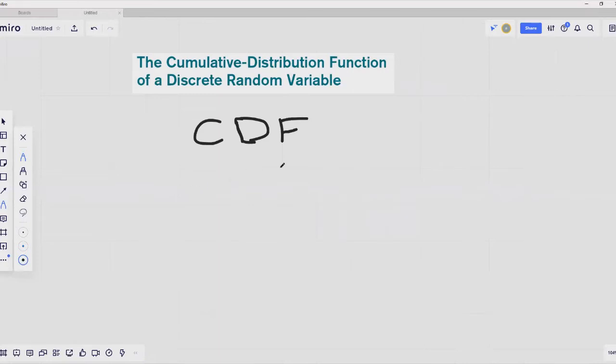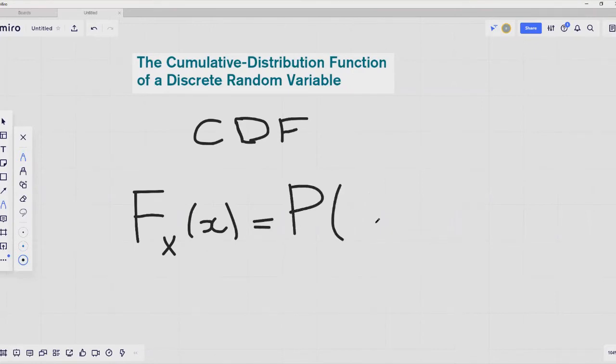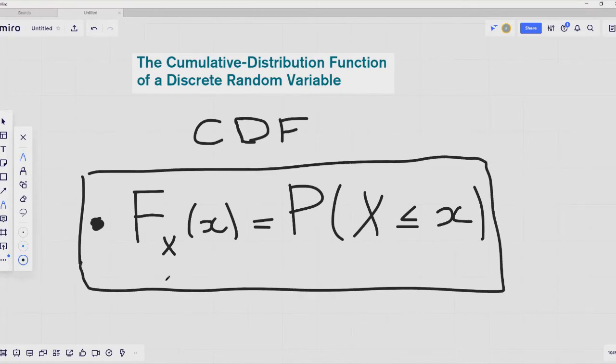Now, a CDF is defined as follows. The notation is uppercase letter F, with subscript the name of our random variable. It is a function of some small x, and is defined as the probability that our random variable X takes on a value less than or equal to small x. So CDF is well defined for both discrete and continuous random variables. As we will see later in this course, CDF for continuous random variables will have the same notation and the same definition.